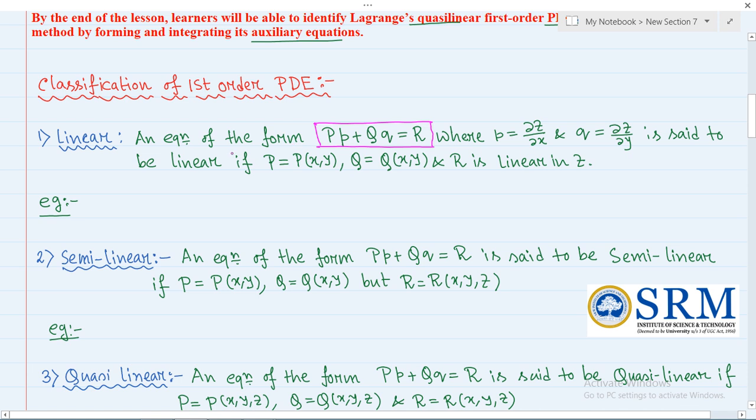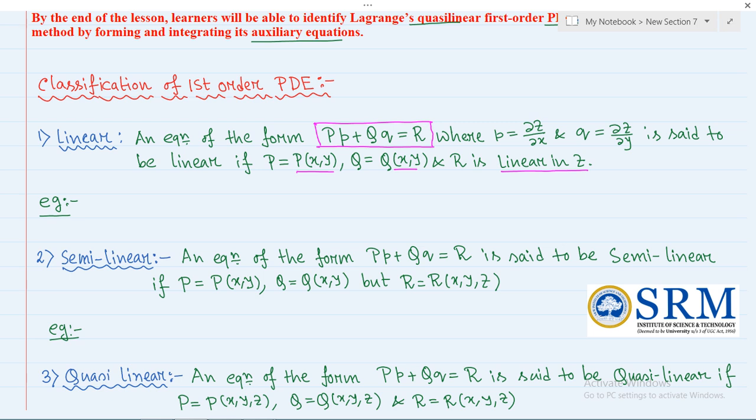In the linear case, capital P and capital Q must both be functions of the independent variables only, that is x and y only. Capital R is also a function of x, y, z, but there is a restriction that R must be linear in z. That is, inside R, z square, z cube or any order other than z to the power 1 cannot be present.